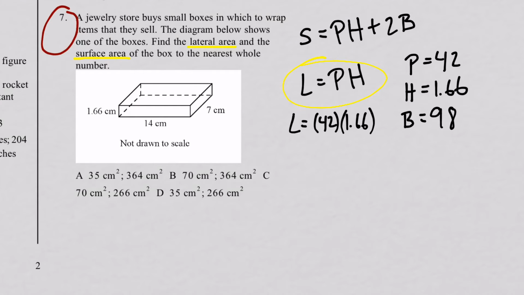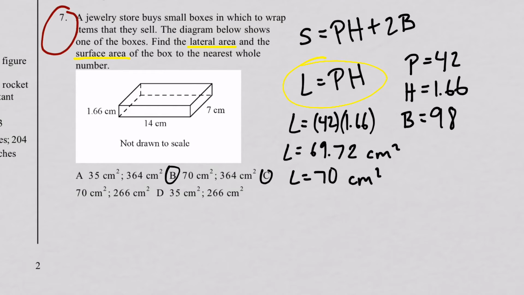And my calculator says 69.72 centimeters squared. Now it says round to the nearest whole number, so I'm going to round this to 70 centimeters squared. And so that means that it's either B or C, right? 70 and 266, 70 and 364. So how do I know which one?